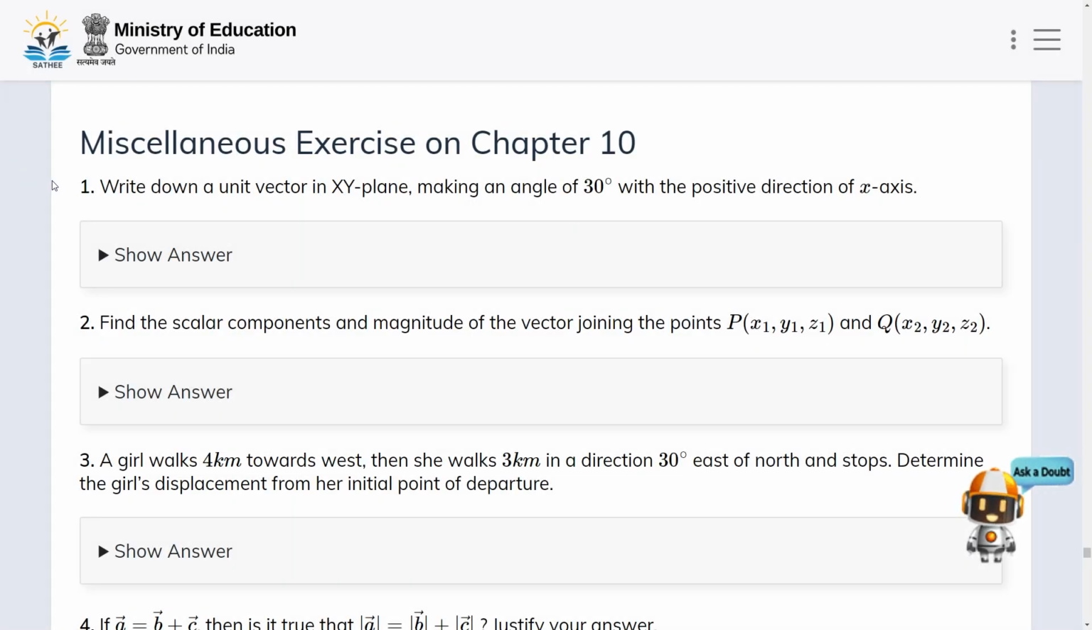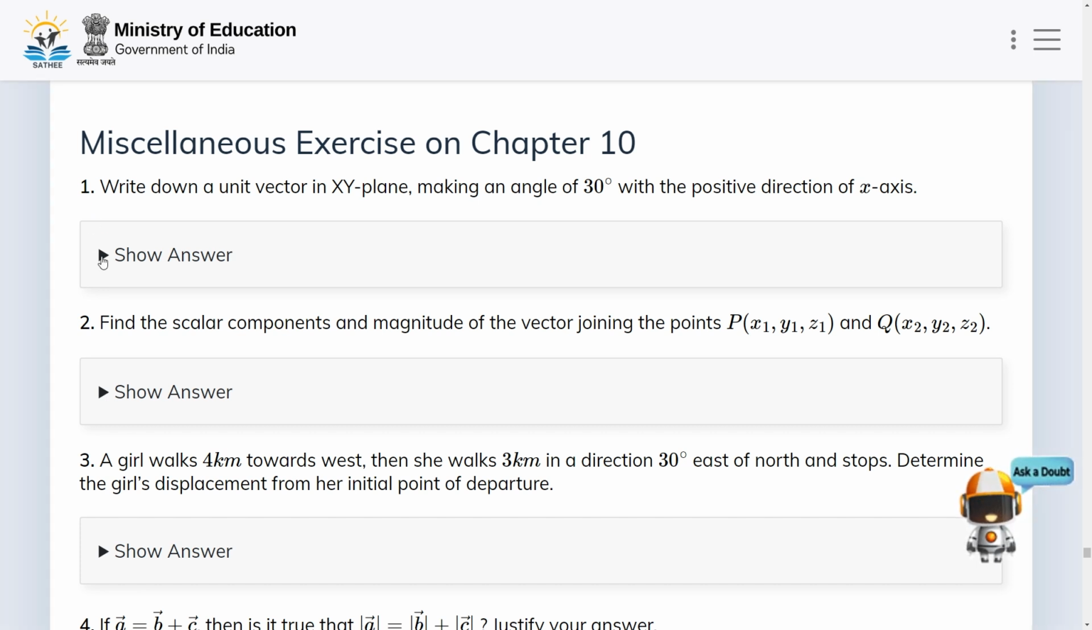In today's chapter, we will be seeing miscellaneous exercise on chapter 10, Vector Algebra. So the first question of miscellaneous exercise says: write down a unit vector in the xy plane making an angle of 30 degrees with the positive direction of the x-axis.